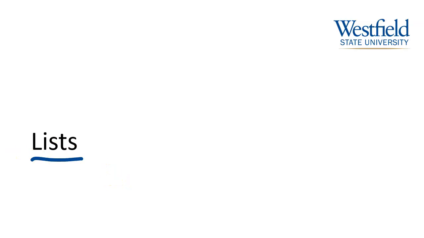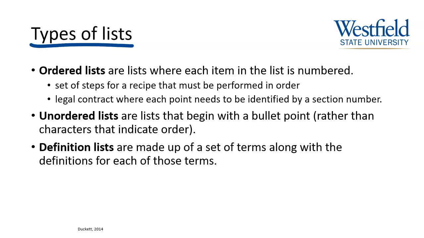Hello. So in this video, I'm going to talk about lists in HTML documents. Traditionally, there are different types of lists. There's ordered list. There's unordered list. Ordered lists are lists where the items are numbered. Unordered lists are lists that are basically bullet points.